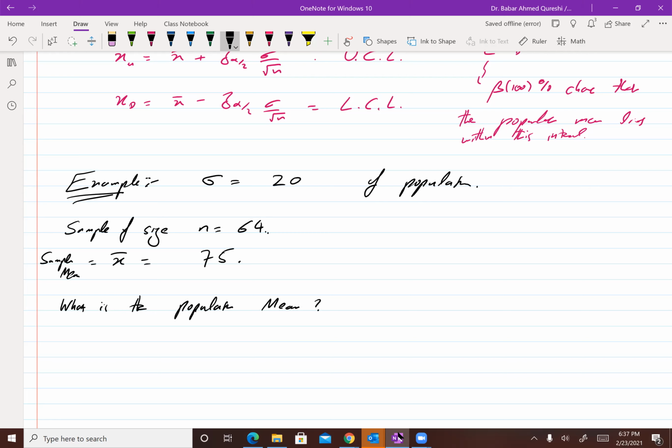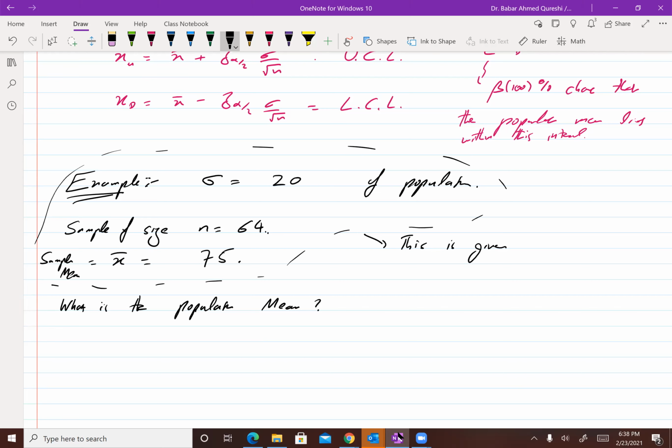Sir, how did you get 75? Oh, it's just part of the statement. This is told to you. So this we know, this is given. So you had a population, you knew that it has a mean, it has a standard deviation of 20. You picked a sample from it of size 64 and you computed the sample mean. And suppose you got 75.